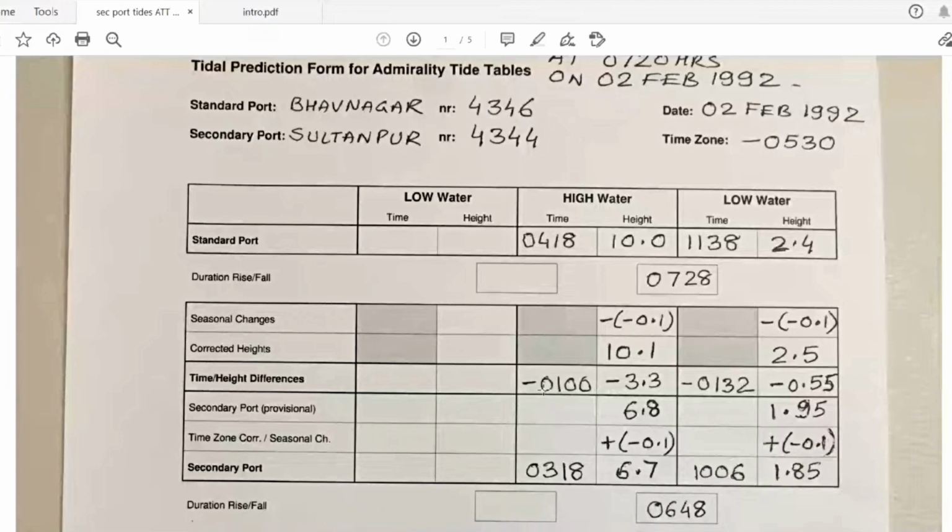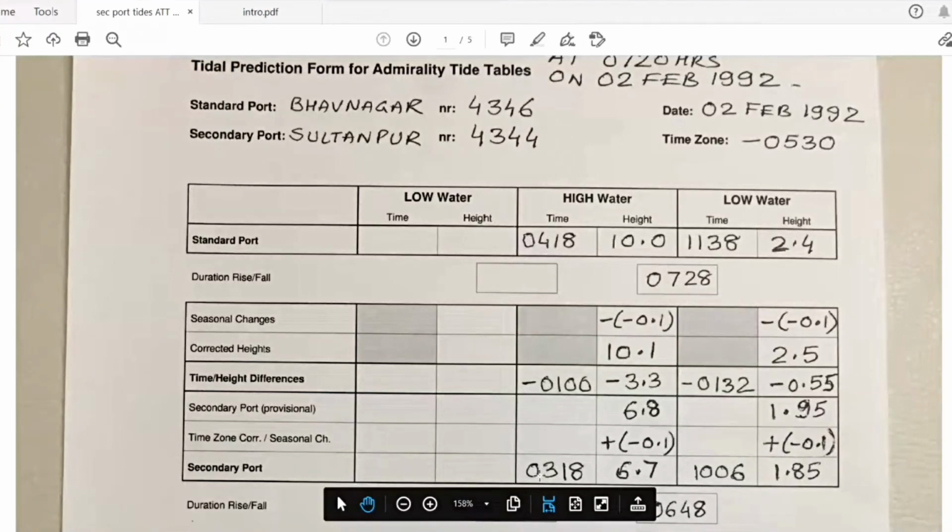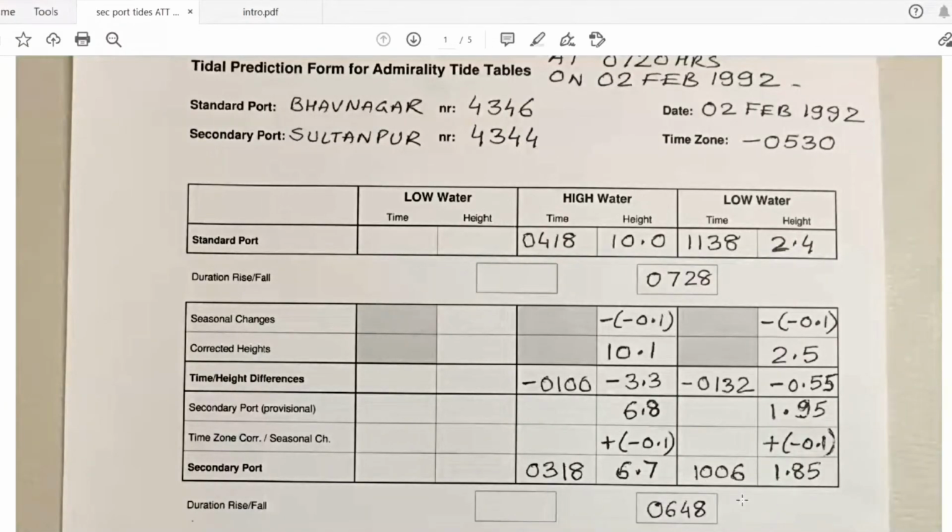Time difference from part 2 and you get secondary port time. Similarly, low water time for standard port, time difference, and then you get secondary port time of low water. Has anyone got stuck in the calculation?